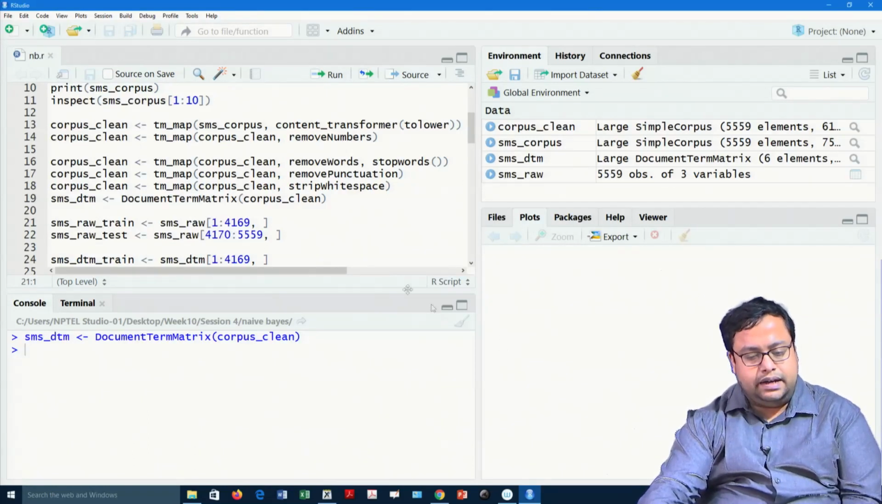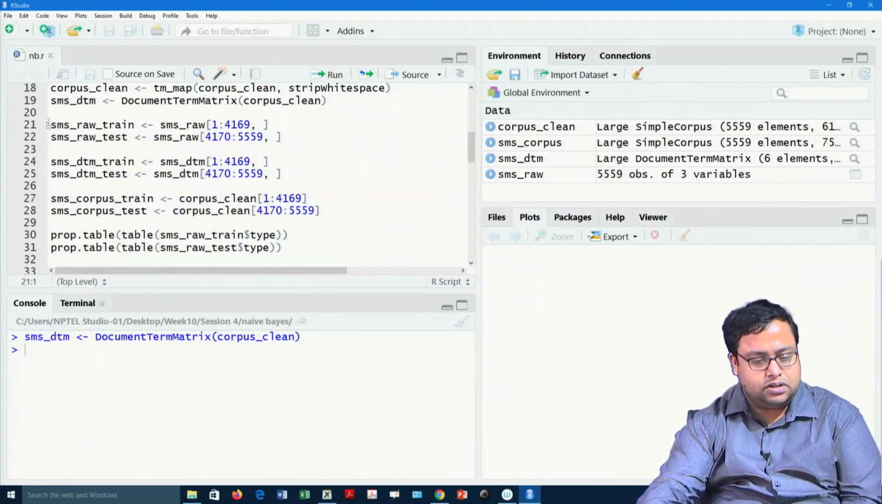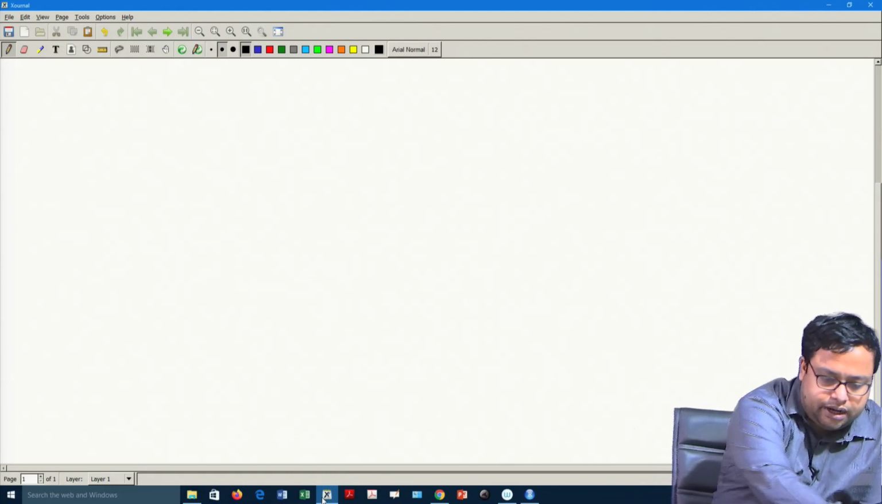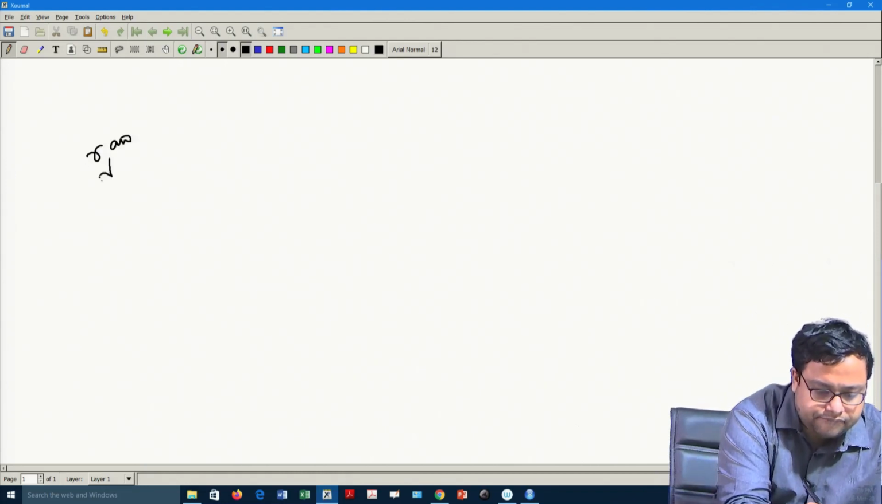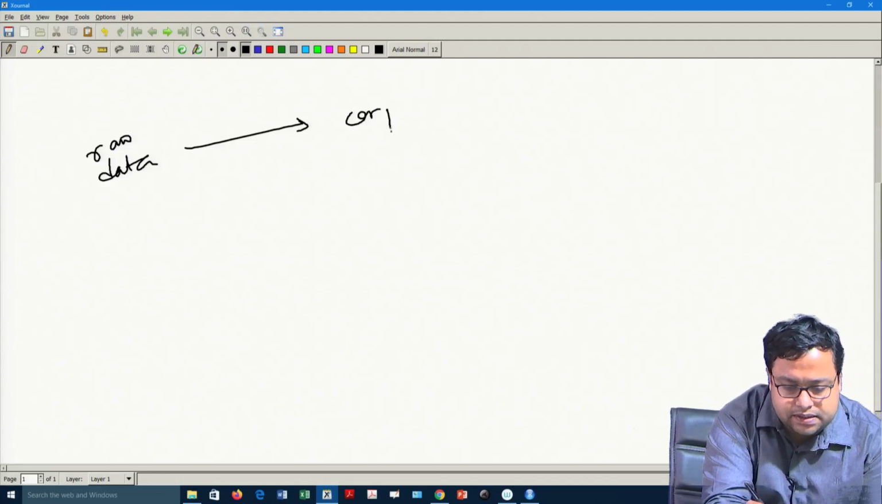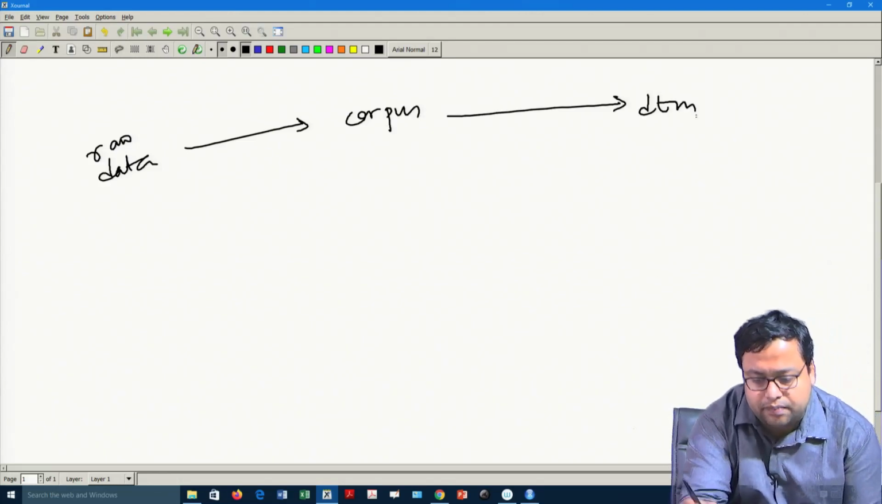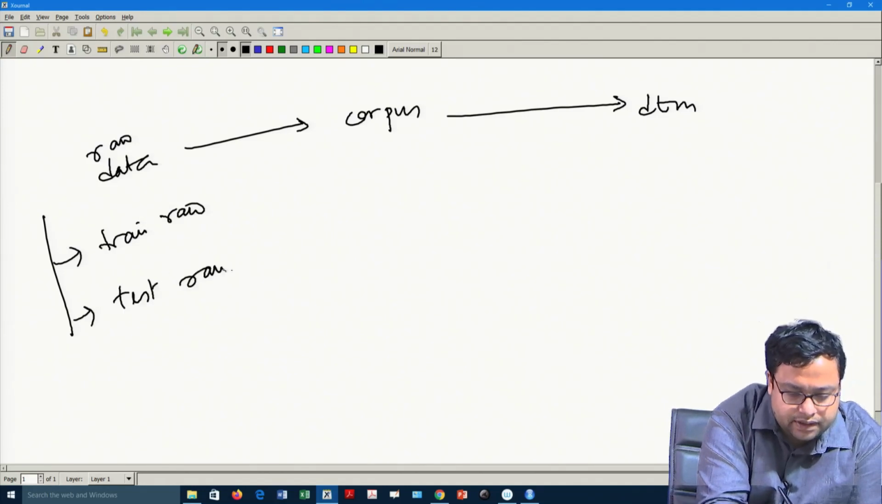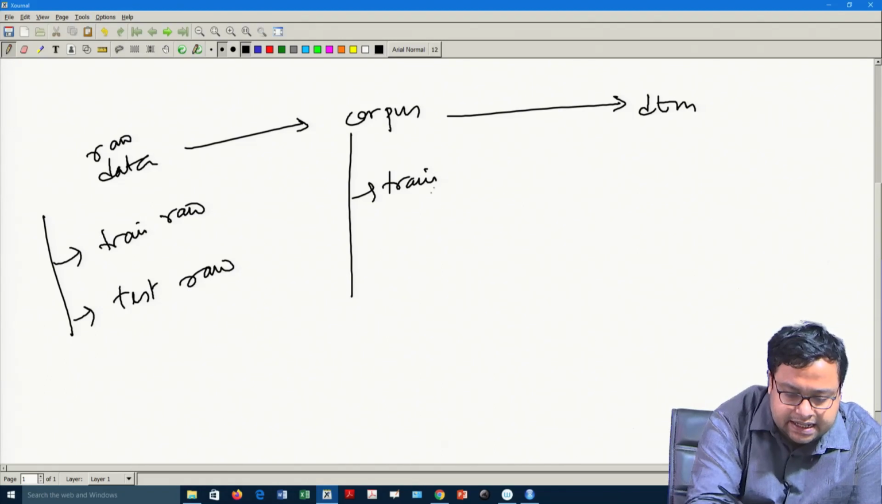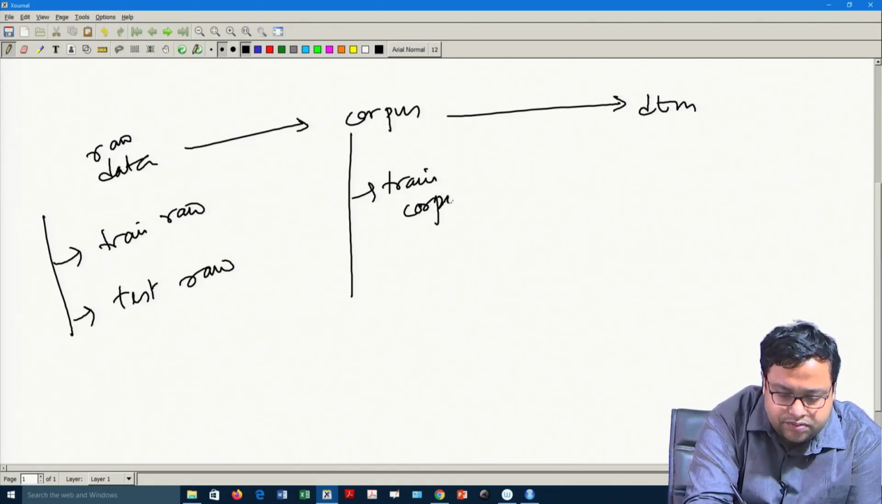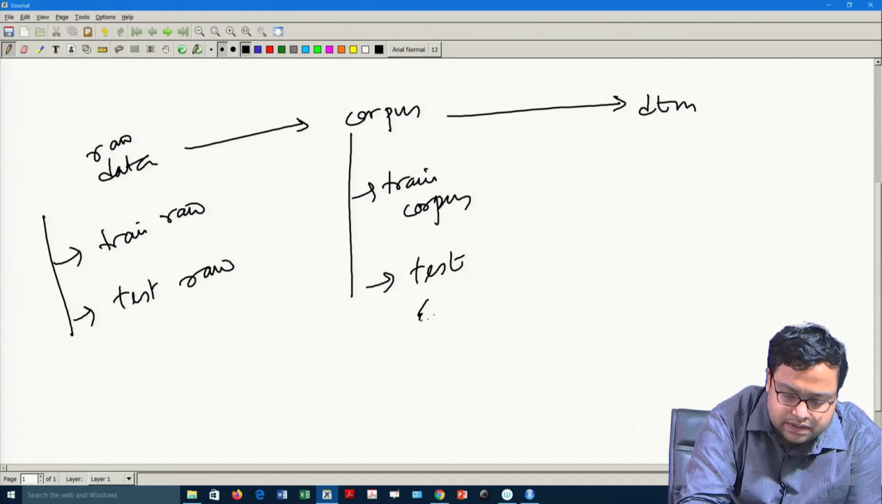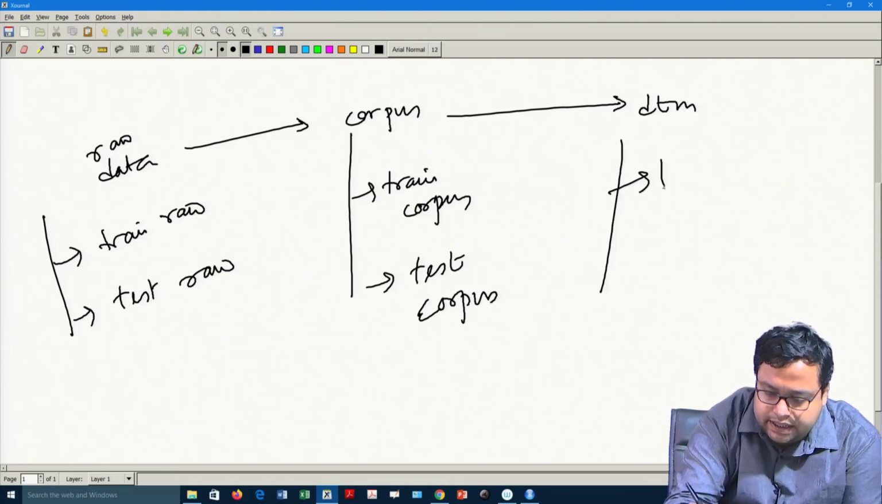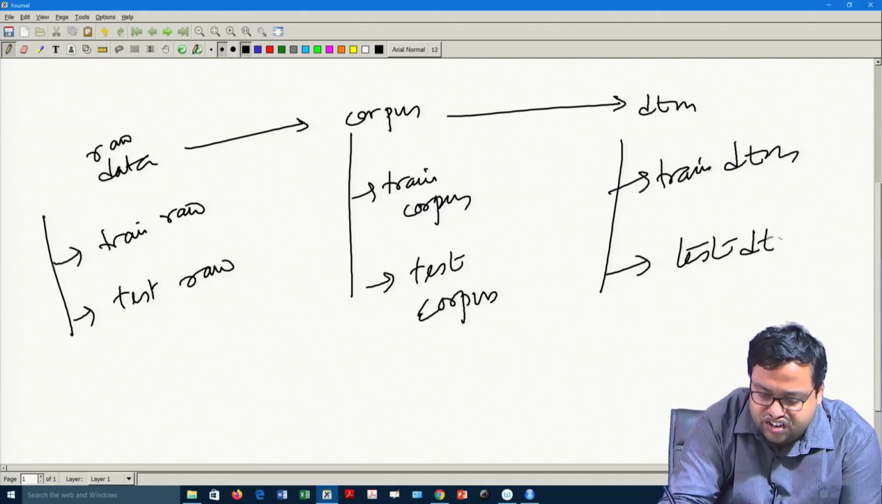Next, there is a purpose for what I am doing here. There are 3 things you check. There is the raw data, from which we created the corpus, we cleaned the corpus, and created the document term matrix. Now, I will break this raw data into training raw and testing raw, the training corpus and testing corpus with exactly the same row numbers, and training DTM and testing DTM. This is something I am going to create.